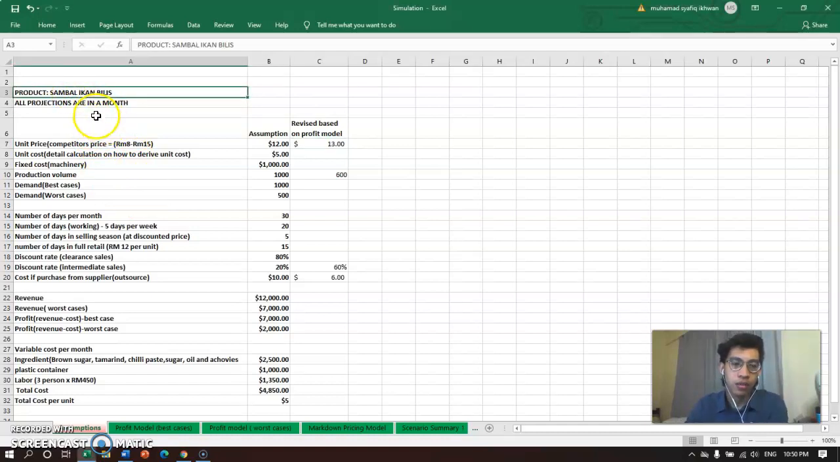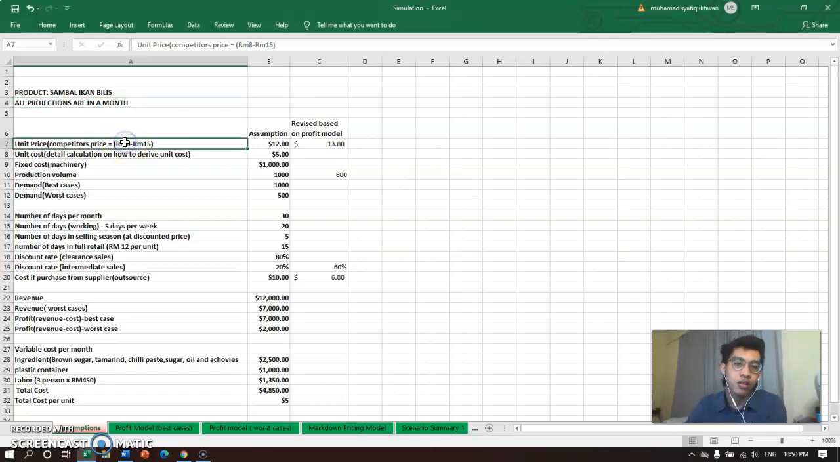Why am I selling Sambal Ikan Bilis? Because I received a lot of response from my friends and family that they love Sambal Ikan Bilis. So I believe it is a profitable product for me to sell for my business.